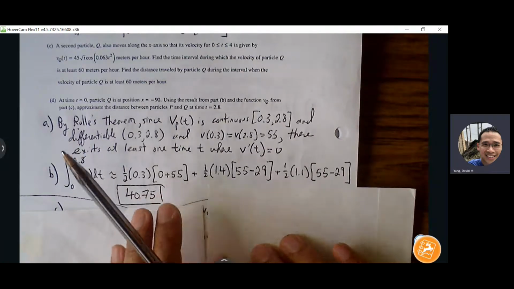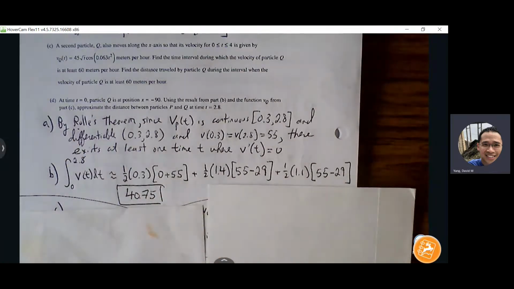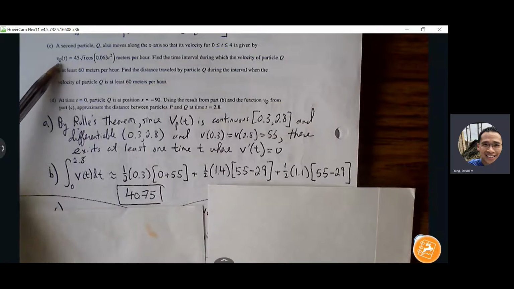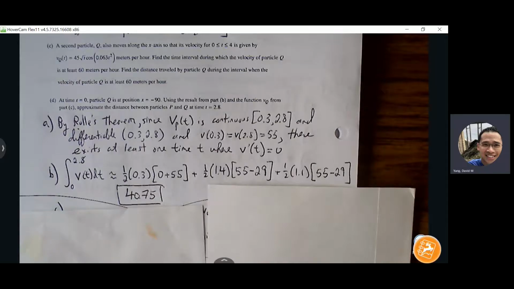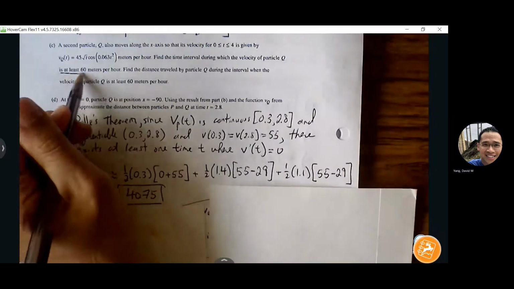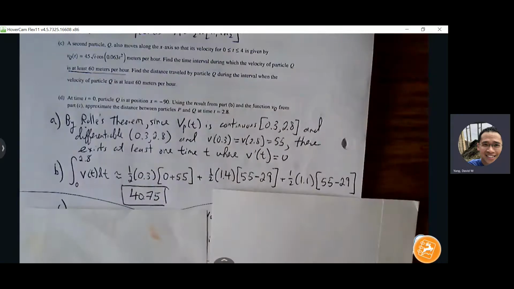Part C, a second particle moves along the x-axis so that its velocity is given by VQ of t. So this is referencing a different velocity function with that subscript q in meters per hour. Find the time interval in which the velocity is at least 60 meters per hour. Find the distance traveled by the particle in that time interval.